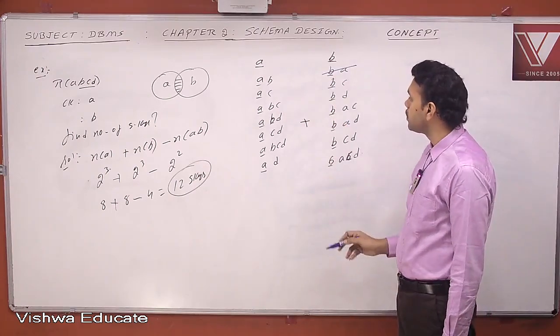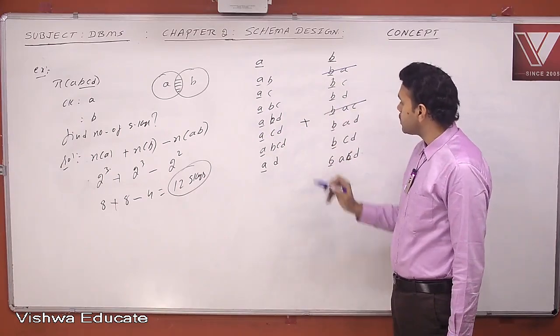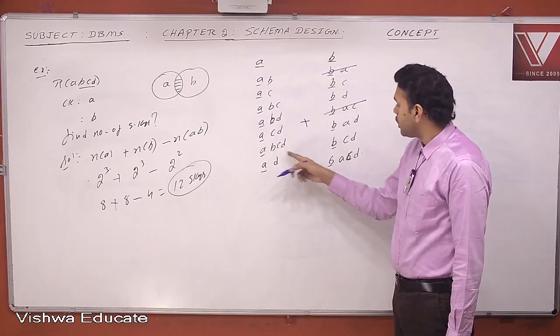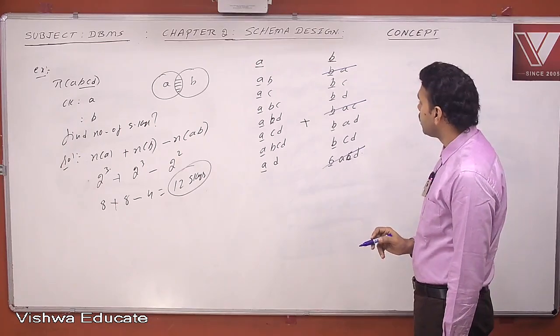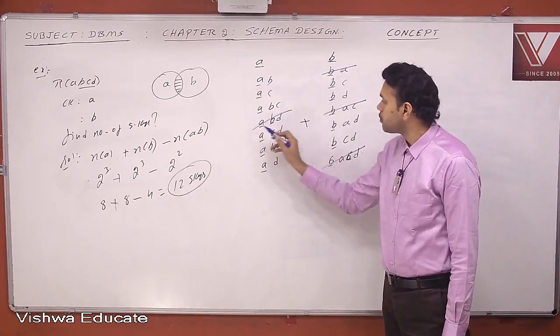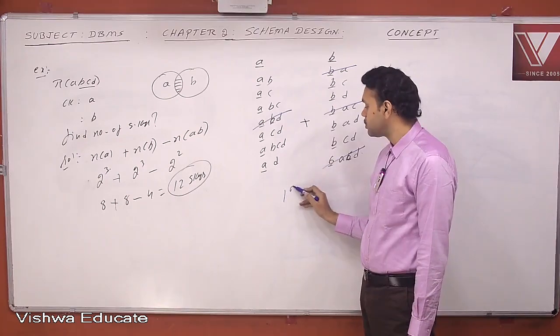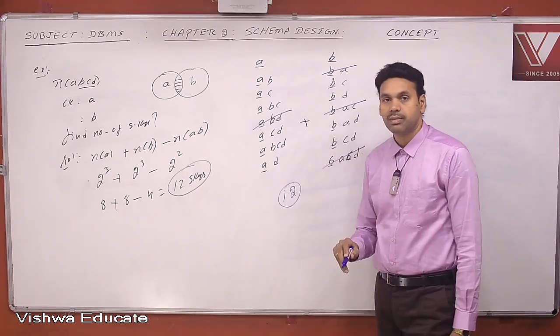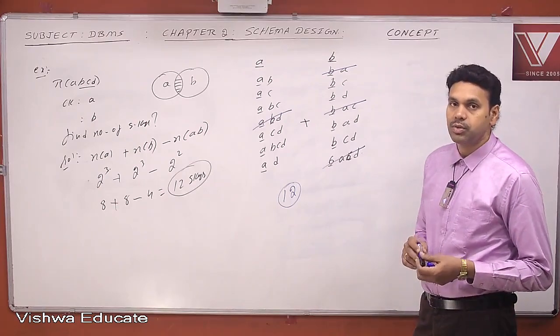AB and BA, this is a common, and ABC, BAC, this is a common, ABCD and ABCD, this is a common, and one more, what is that? ABD and BAD, that is a common. So 4 common, so answer is 12. Okay, this is how to obtain the number of super keys.